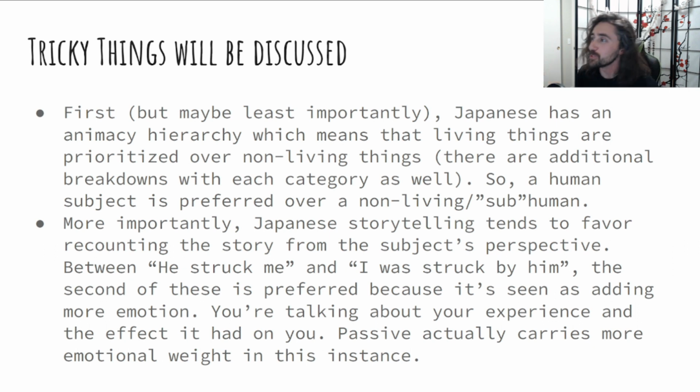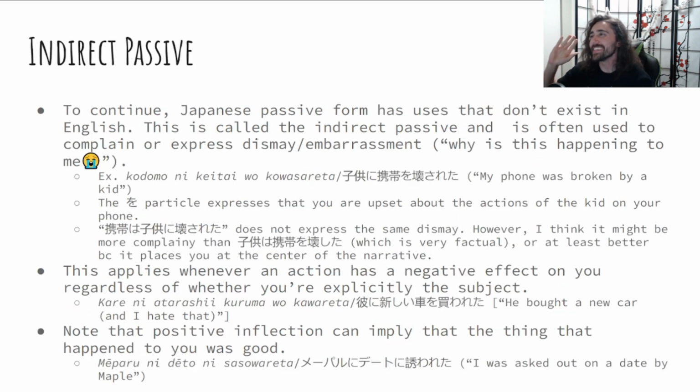It's often used to convey a lot of emotion. And this leads to what's called the indirect passive. So this is something that we don't really have in English. We have direct passive, which we covered, but indirect passive is often used to complain or express dismay about something. It's kind of like, oh, woe is me, why is this happening, type of thing.